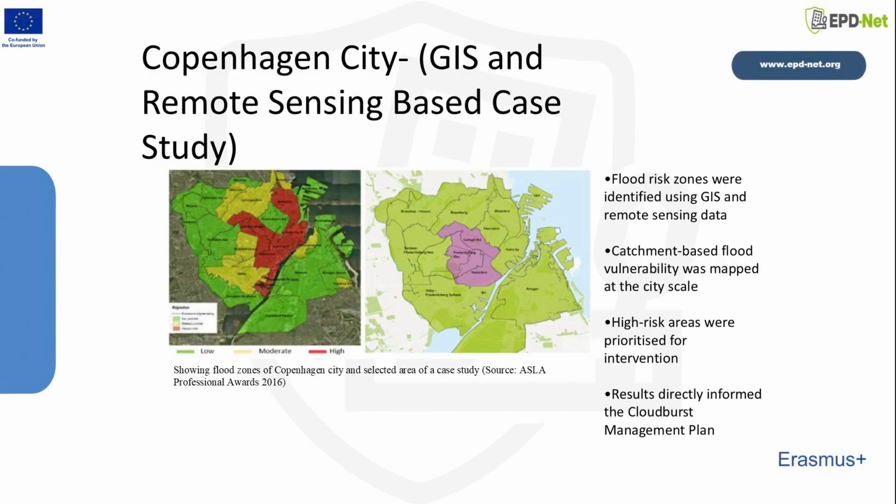GIS and remote sensing techniques were used to identify flood-prone areas and priority catchments across Copenhagen. Flood risk zones were mapped by integrating topography, drainage patterns, and hydrological catchments within a GIS environment. This analysis enabled the classification of the city into low, moderate, and high flood risk zones and supported the selection of high-risk catchments for detailed intervention. By spatially visualizing flood exposure at the city scale, GIS provided a clear basis for targeted planning decisions and the development of the cloudburst management plan. GIS transforms urban flooding from an unpredictable event into a spatially identifiable and manageable risk.